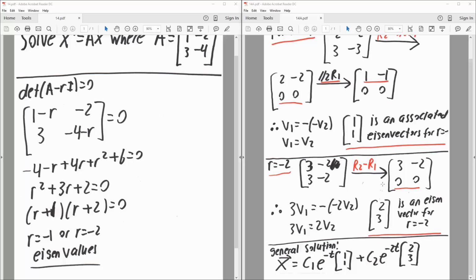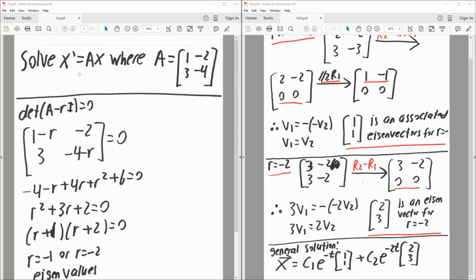And next we will say that 3v1 is equal to minus parentheses minus 2v2. And so 3v1 is equal to 2v2. And so if we plug in, let's say 2 for v1, then v2 has to be 3. Because 3 times 2 is 6, 2 times 3 is 6. So v1 is 2, and v2 is 3. And we say that this is an eigenvector associated for r is equal to negative 2.